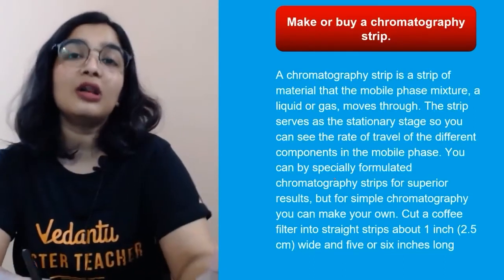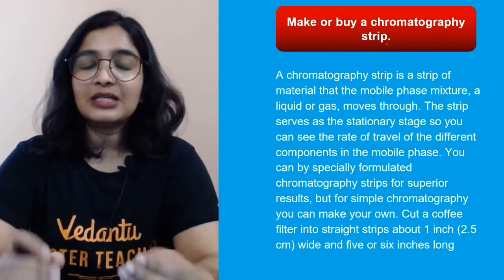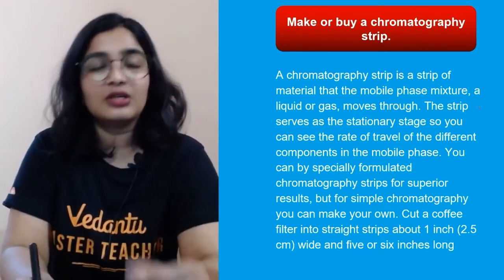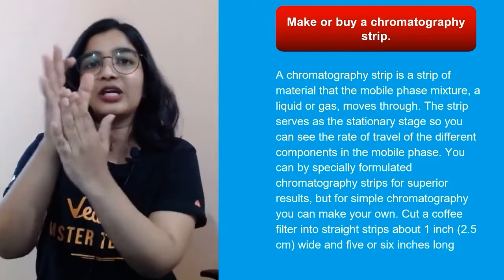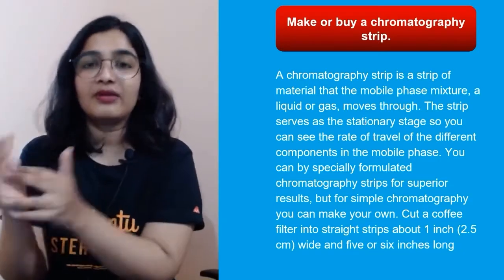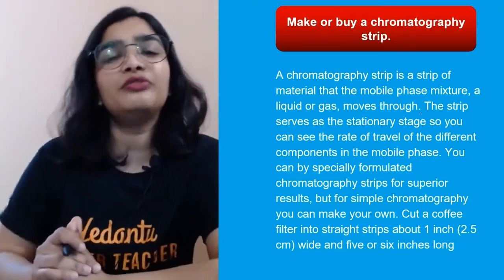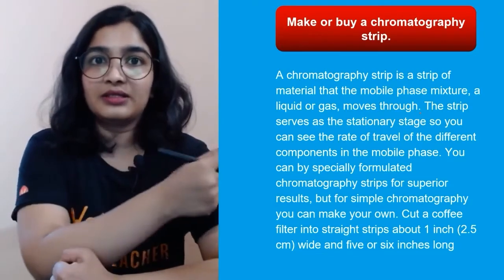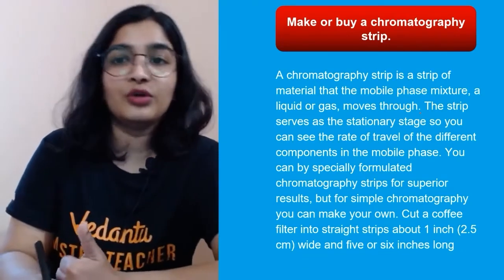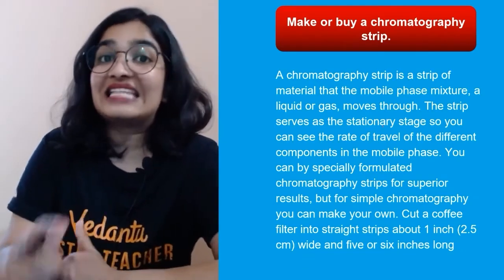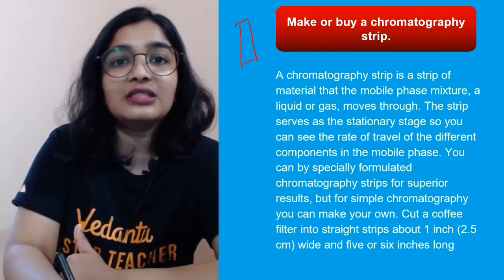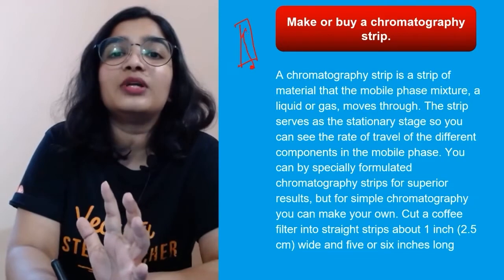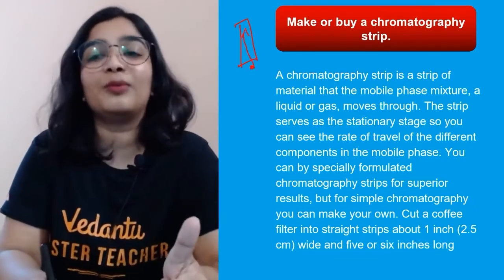So make or buy a chromatography strip. A chromatography strip is a strip of material that the mobile phase mixture, a liquid or gas, moves through. It should be able to absorb it, right? That is the first thing. We can actually use filter paper, but make sure it is thick, or the paper towel, the kitchen towel which you use, that you can also use. The strip serves as the stationary phase. So this doesn't move, it is stationary, whereas the solvent which we are using will move. It is the mobile phase.